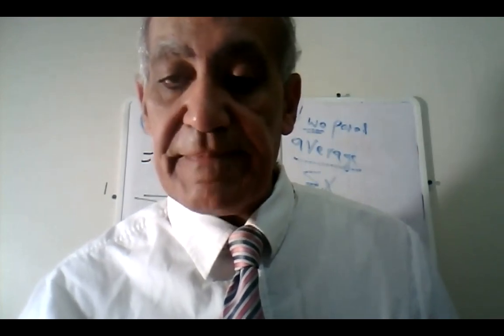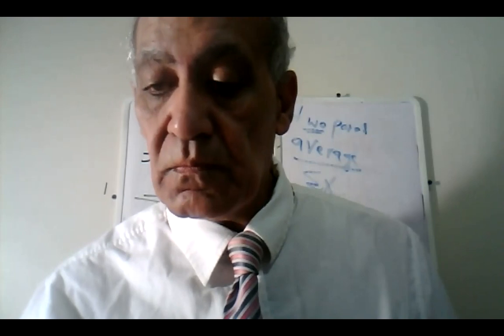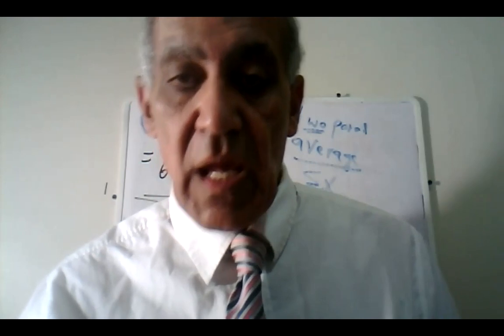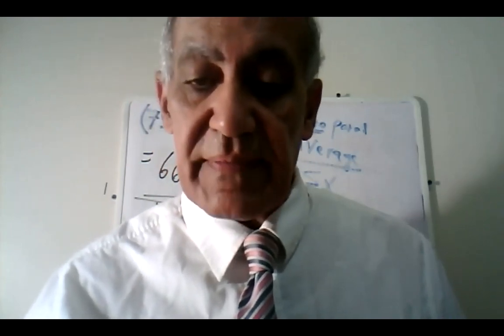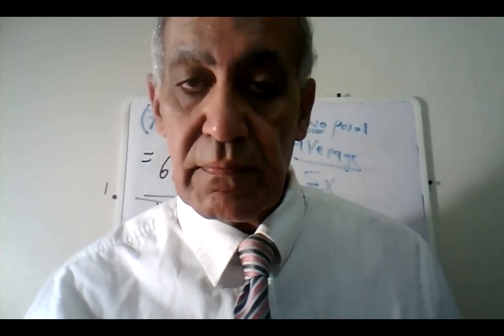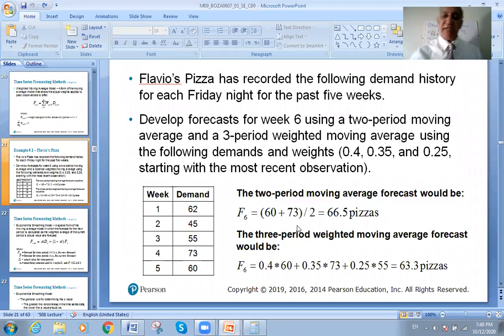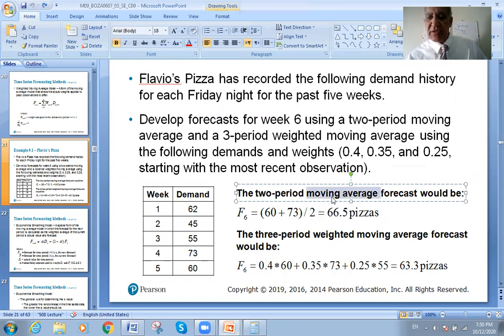Now, let's go back to the example. We did the 2 periods now. Now we will move on to the second way, which is the weighted average. Before, we said 2 periods moving average, only 2 periods moving average, and I kept silent.